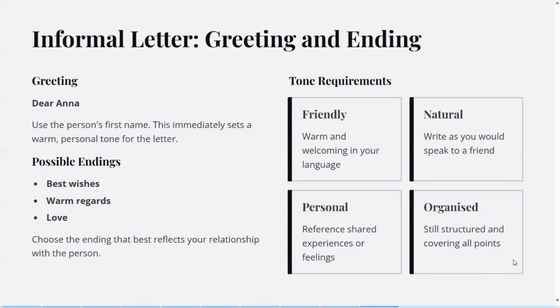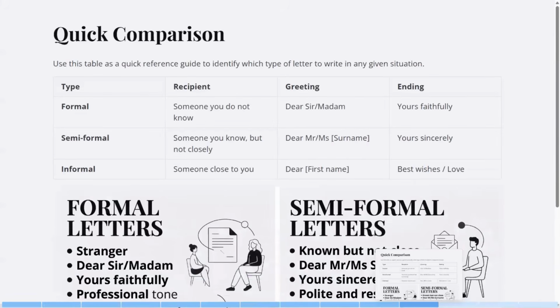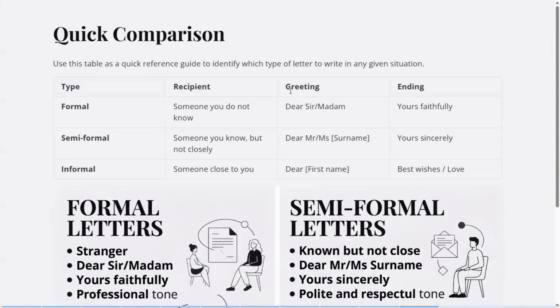Those are safer options. So let's do a quick comparison right here in the table just to make things clear. A formal letter is intended for someone the candidate does not know. A semi-formal letter is for someone they know, but not intimately. And an informal letter is for someone close. This is the simplest way to decide on the tone of the letter. Before writing, the candidate should think, what is my relationship with this person?